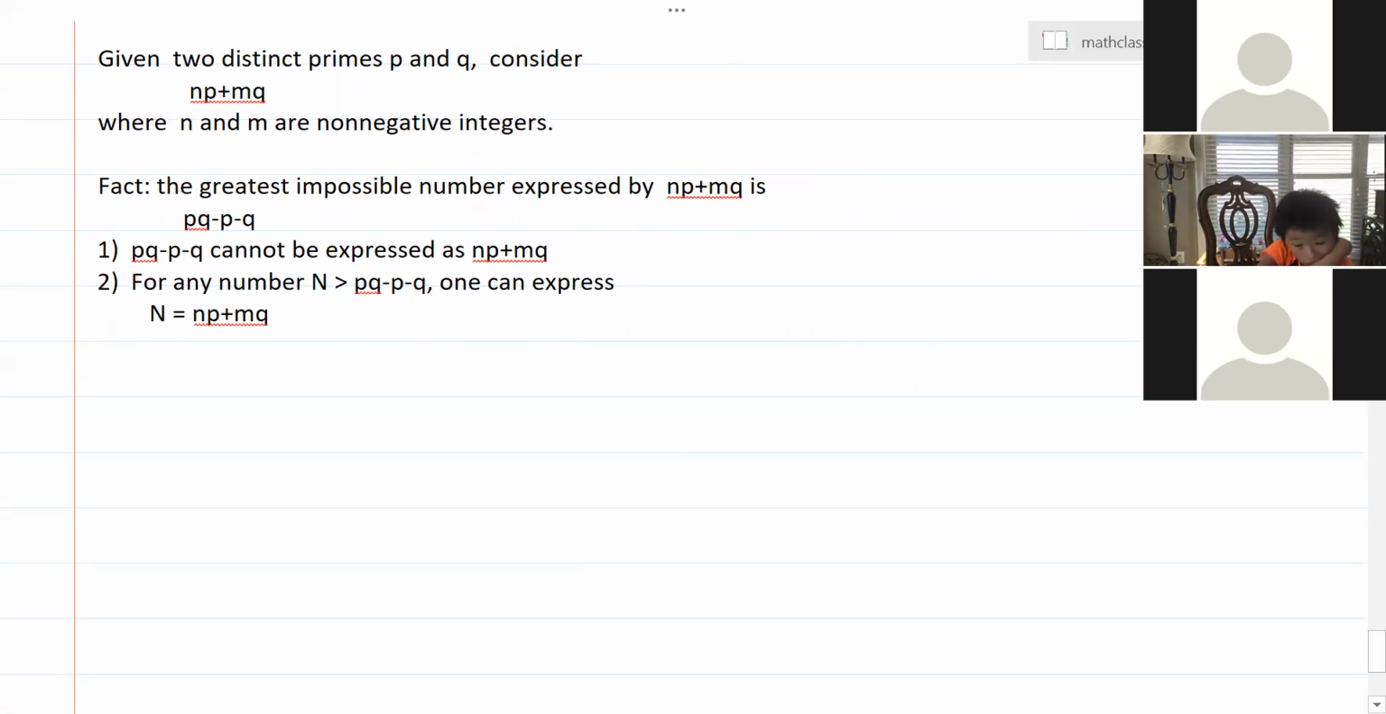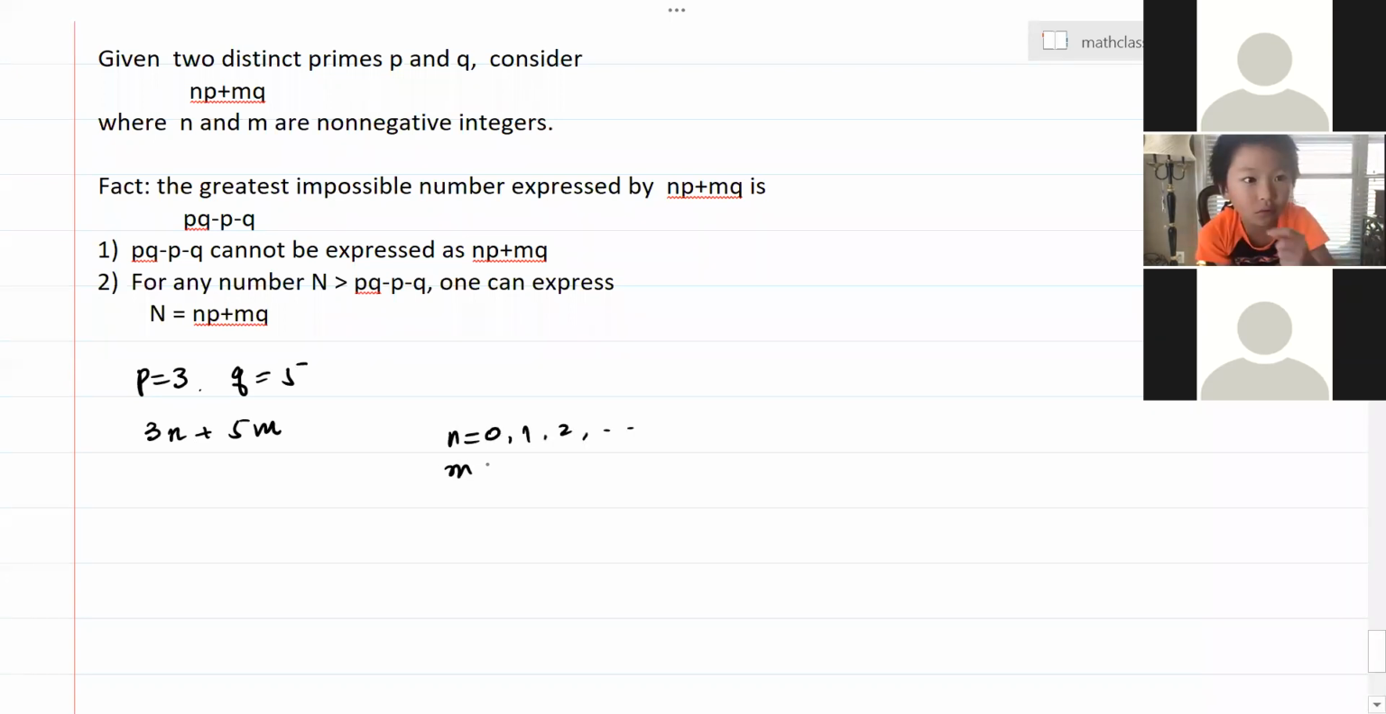It says that the greatest impossible number expressed by this is going to be pq minus p minus q. Now let me look at the case when p is 3 and q equals 5. I want to see what kind of numbers you're going to get using those 2 prime numbers. Here n could be 0, 1, 2. M could also be 0, 1, 2, and combined. You will be surprised. After some number, you can always express any number in this form, okay?